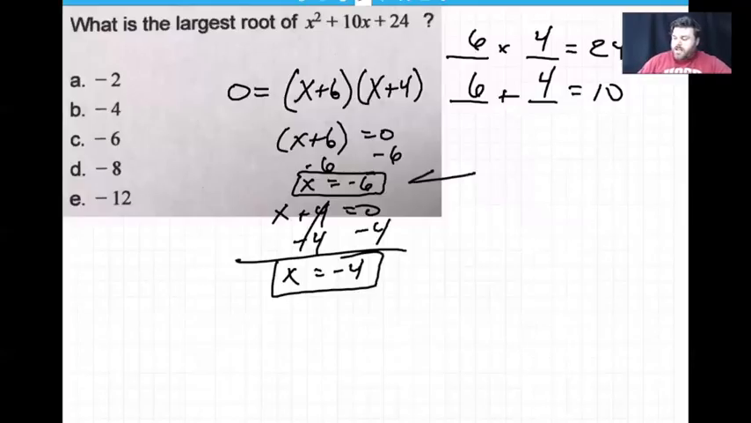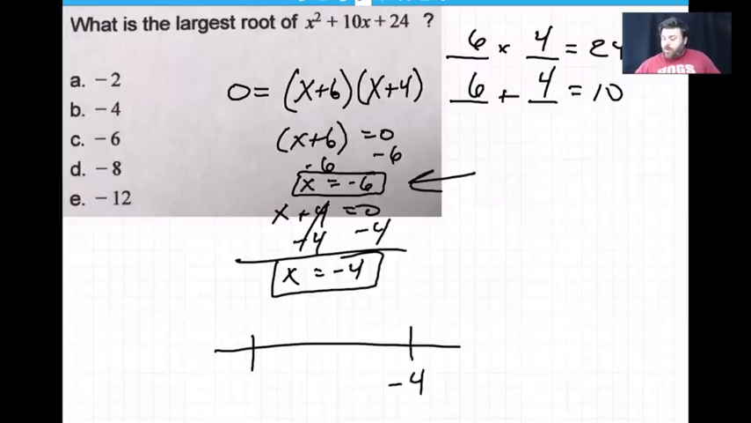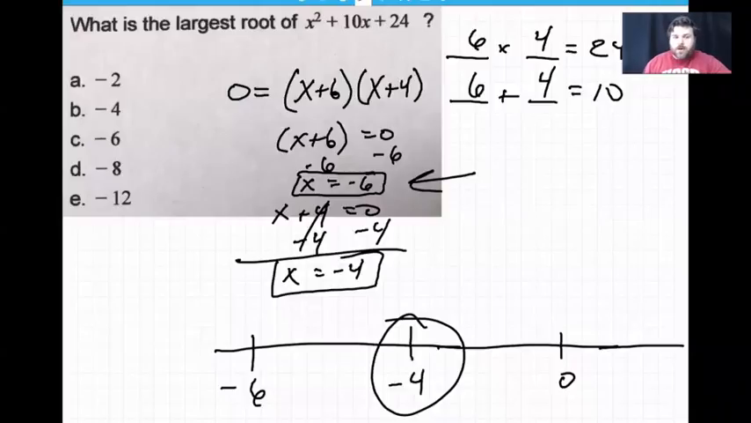It's very tempting to say -6 because 6 is bigger than 4, but when you're in the negative, if you have more of something, you have less negative. So actually, think about a number line. Here's -4, here's -6, right? Here's 0. -4 is a bigger number.